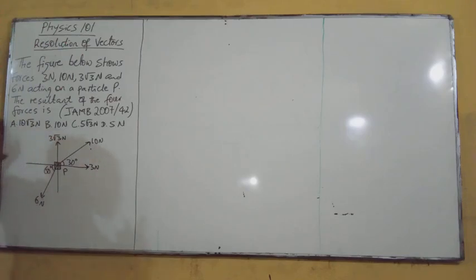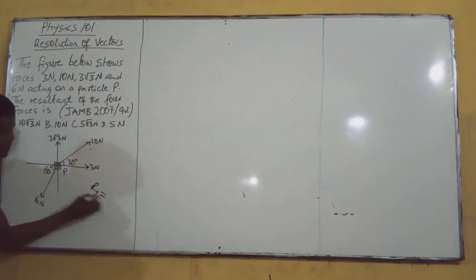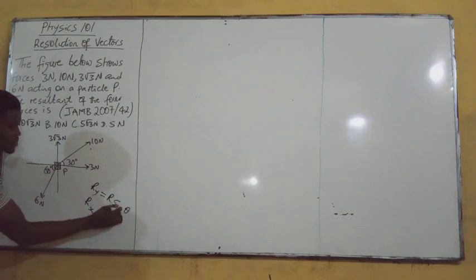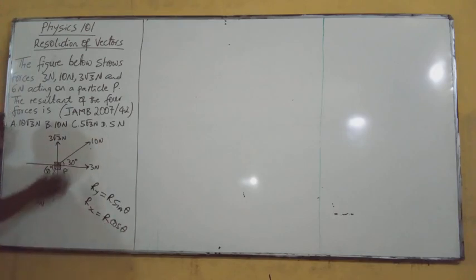To solve this particular question, we have to use the idea of vector resolution, resolving the inclined forces into their vertical and horizontal components called Ry and Rx respectively. How do we do this? It's just to simply redraw this diagram and resolve it. Don't forget that the vertical component Ry is equal to R sine theta, and the horizontal component Rx is equal to R cos theta. So without wasting time, we go into resolution of these inclined forces.